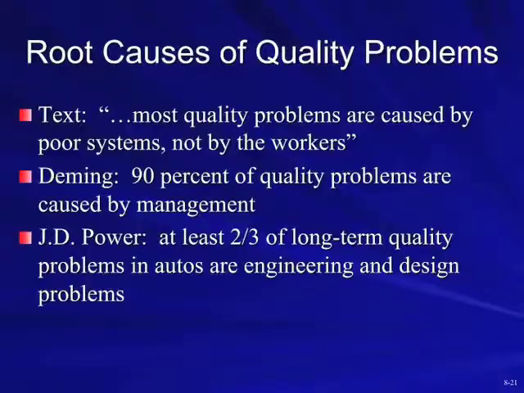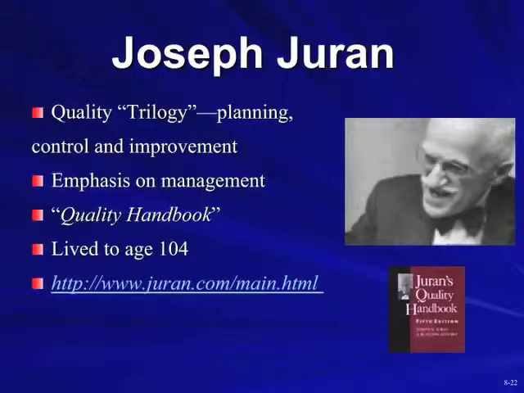Deming, interestingly enough, determined that 90% of quality problems are really caused by management and their expectations. So in this course we'll get into that in a little more detail. And Juran, on the other hand, was emphasizing the trilogy aspect of it, which says you need planning, control, and improvement in order to achieve ultimate quality. So he's more systematic in that sense as opposed to Deming.